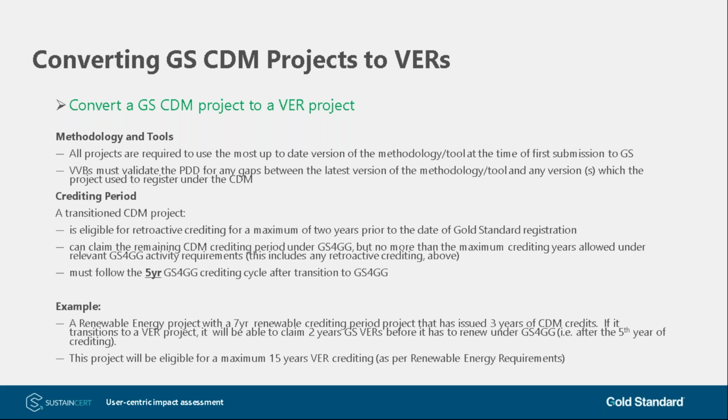And so just illustrating how those concepts come together. We're taking an example, a renewable energy project with a 7-year renewable crediting period. This one has issued 3 years of CDM credits. So upon transition to a GS4GG VER project, it's able to claim just the 2 years of GSVERs before it has to renew under GS4GG, because 3 + 2 = 5, and it's a 5-year crediting cycle in GS4GG. And noting as well that the project is eligible only for a maximum of 15 years, because that's what the renewable energy requirements stipulate is the maximum.